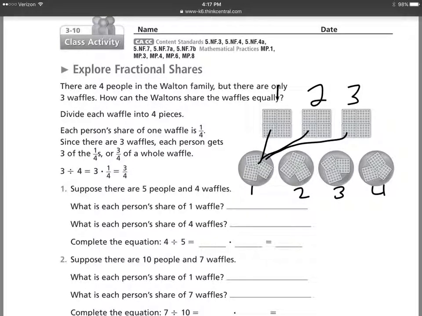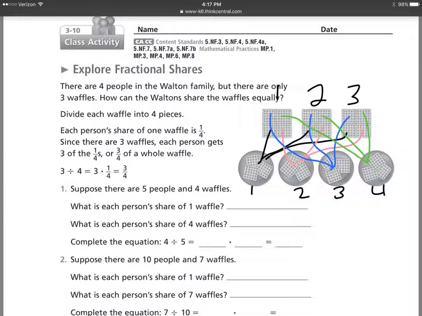And each other plate will also be taking 1 from each one. So this person will get 1 from here, 1 from here, and 1 from here, which is 3/4. The third plate will get 1 from this waffle, 1 from this waffle, and 1 from this waffle, 3/4. And the final plate gets 1 from this waffle, 1 from this waffle, and 1 from this waffle, or 3/4. Really what we're doing here is dividing our 3 waffles into 4 equal plates.